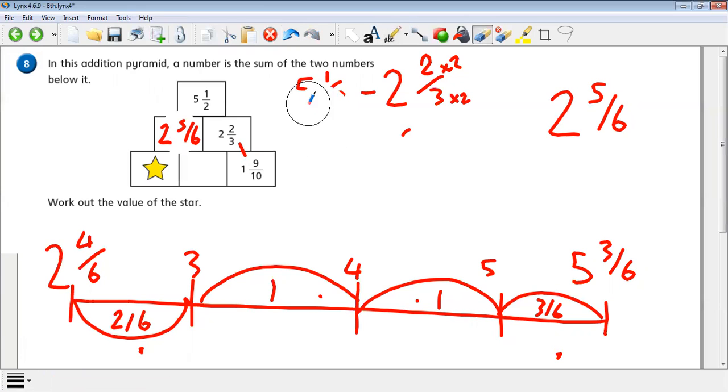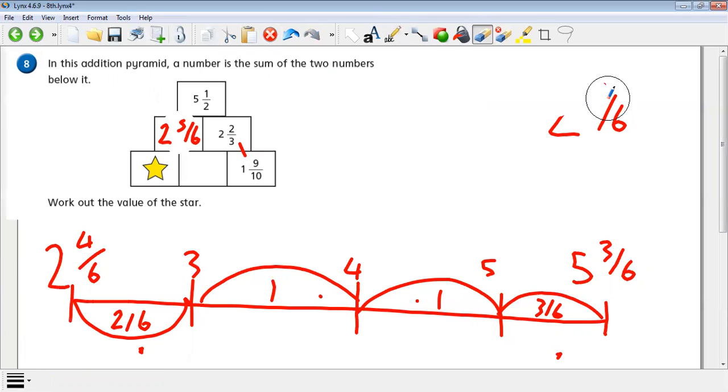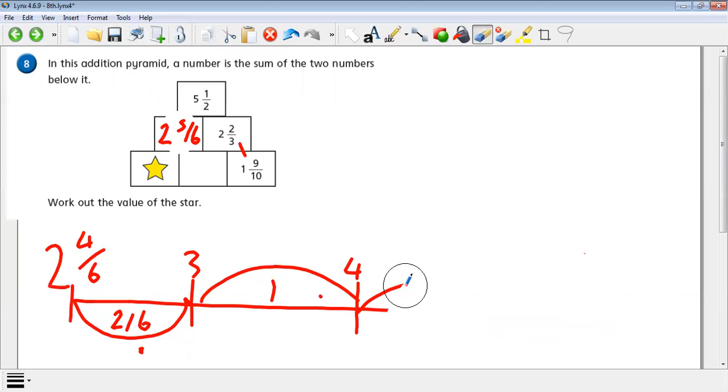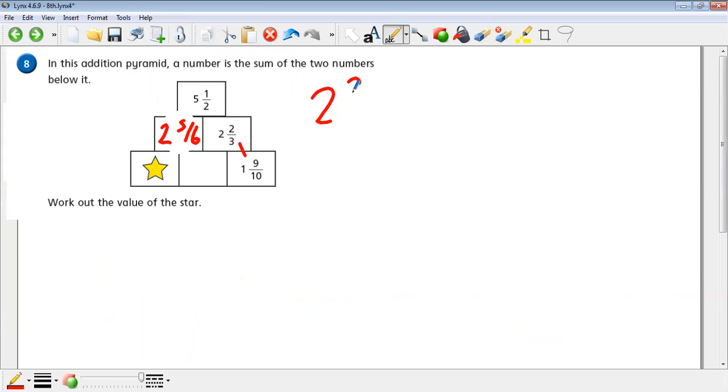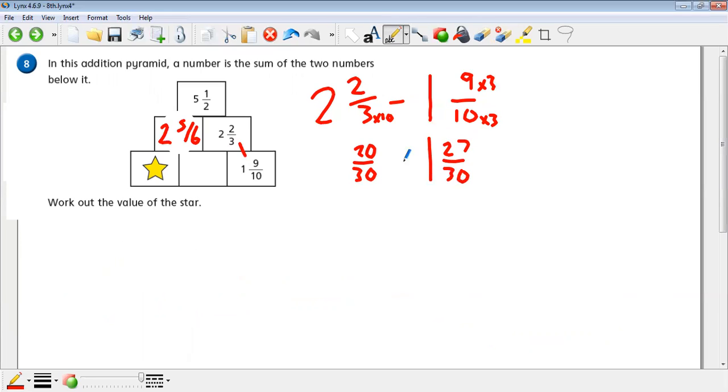So I'm just going to rub lots of this out to give myself a little bit more room. Off it goes. So 2 2/3 take away 1 9/10. So let's convert the fractions on the end of these whole numbers into 30ths. So it's going to be 20, 3 9s, 27. So this is what our number sentence looks like.